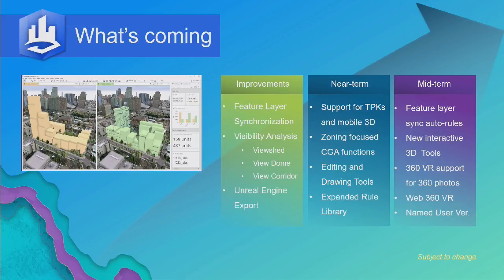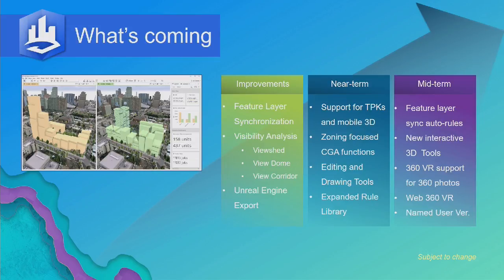We're going to be adding new CGA functions, probably mostly focused around context, mostly to drive zoning visualization and maximum build-out visualization. We're going to completely redo the editing and drawing tools. Some of our customers have been saying, we're really good at creating all the 3D, but they do all their 2D drawing still in SketchUp and then just transfer it over and apply the rules to get their 3D.